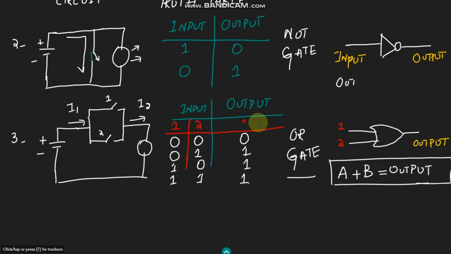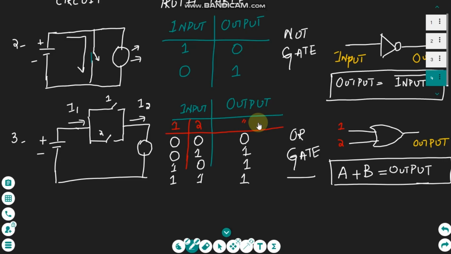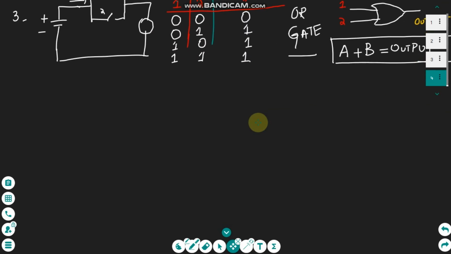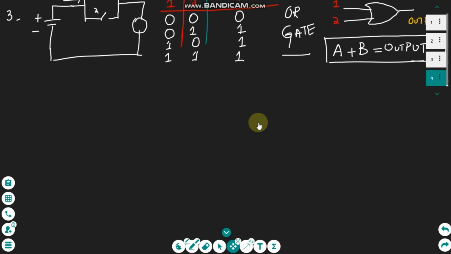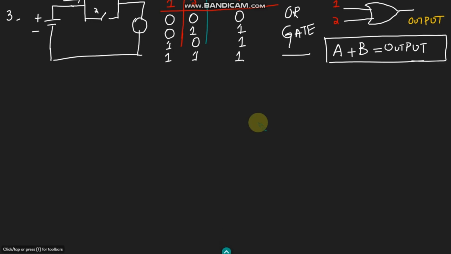Okay, while here in the NOT gate, what will happen? The output is usually represented as the complement of the input. Okay, so that is the mathematical representation for this gate. Now let me move on further to the next gate.